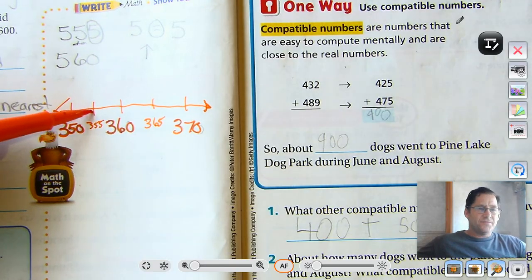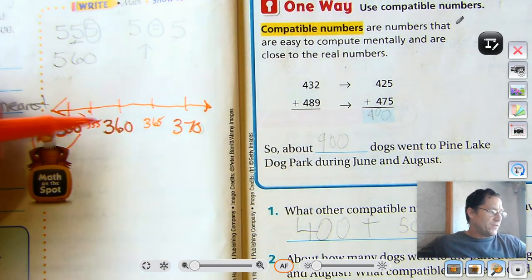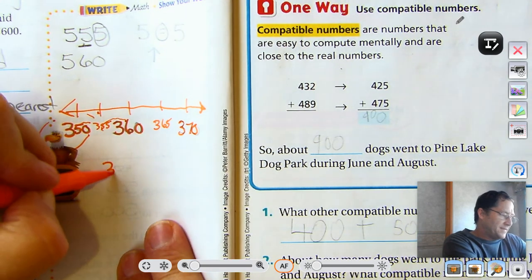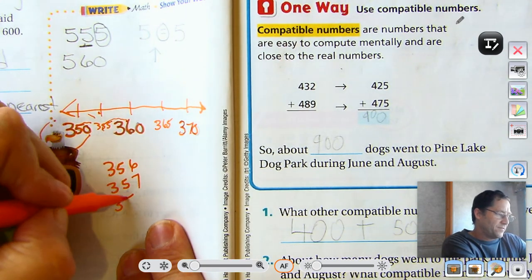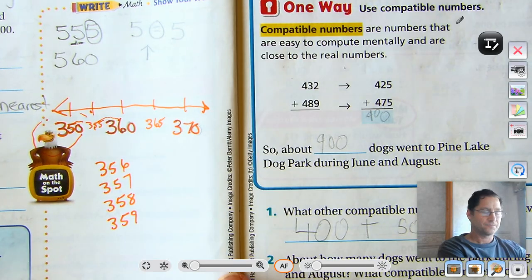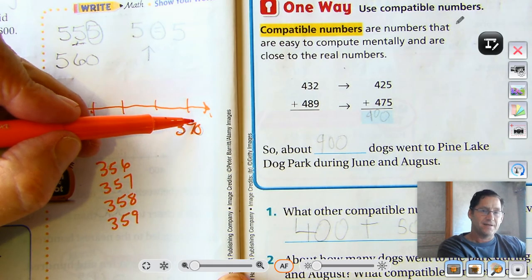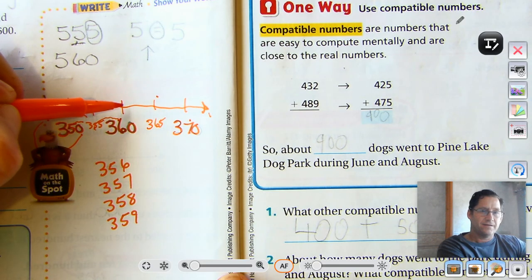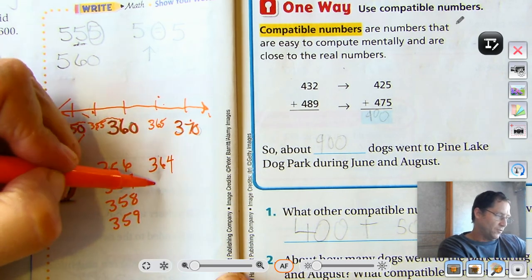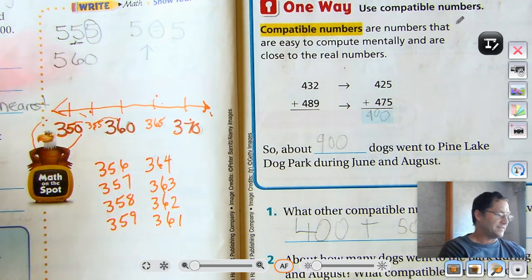We know that anything to the left of 355 would get rounded to 350. So we don't want any numbers to the left. We know that any numbers from 355 over get rounded up. So 356, 357, 358, 359 would all get rounded up to 360. We also know that any numbers to the right of 365 would go to 370. Any numbers to the left of 365 or that are less than 365 would go back to 360. So I could also say 364, 363, 362, 361. So all of these numbers would work.